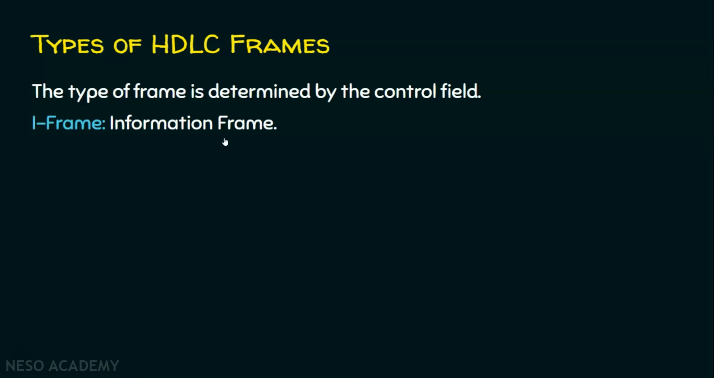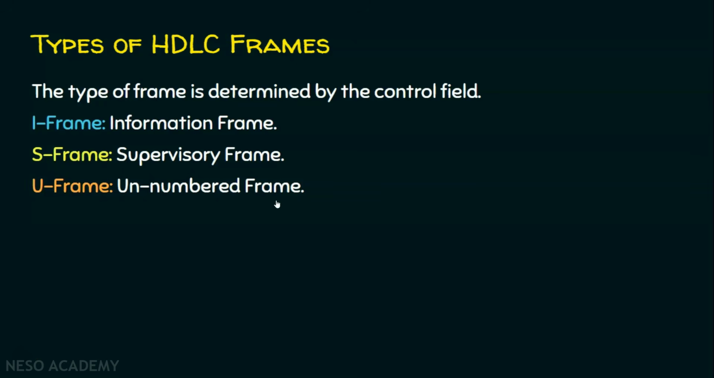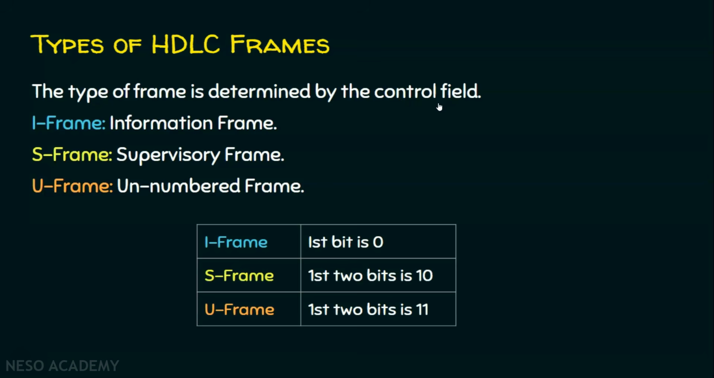Number 1, I-frame, which means information frame. Number 2, S-frame, which means supervisory frame. And the last frame is U-frame, which is unnumbered frame. Let's see how the types of frame are determined by the control field. In the control field, if the first bit is 0, then it is an I-frame. That means this frame is going to carry the information. In the control field, if the first 2 bits are 1, 0, then it is a supervisory frame. Supervisory frame has some role in error control and flow control mechanism. And the final frame is the U-frame, which is an unnumbered frame. If the first 2 bits of the control field are 1, 1, then it is a U-frame.